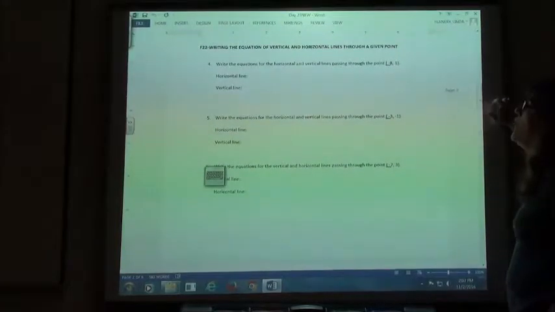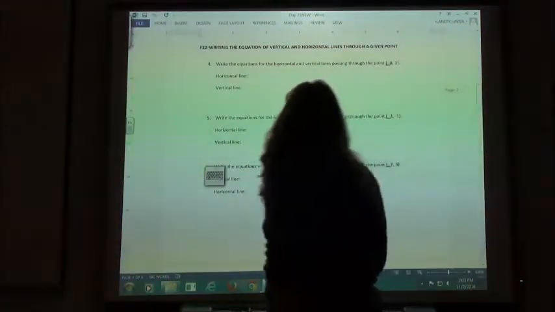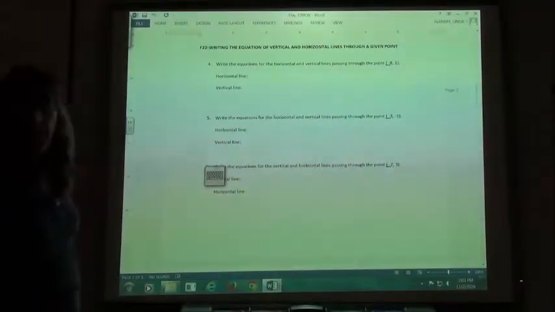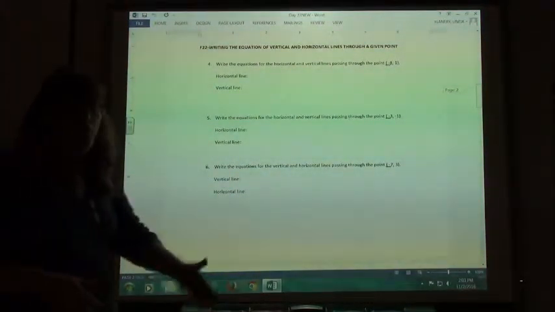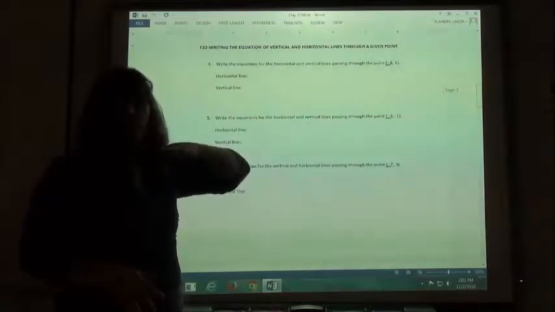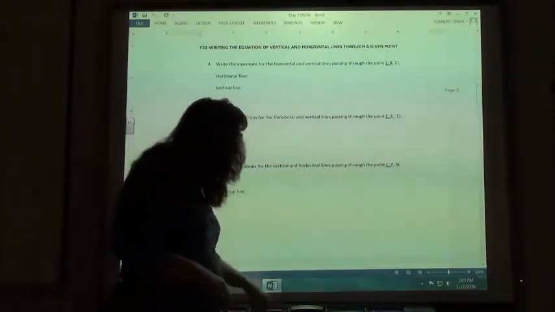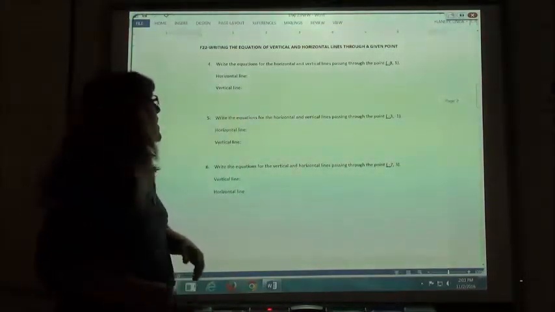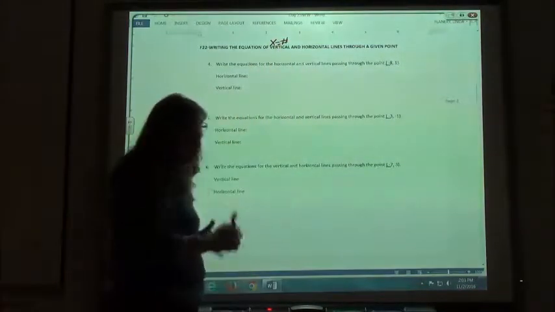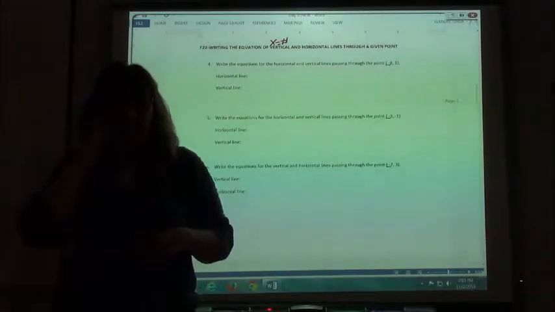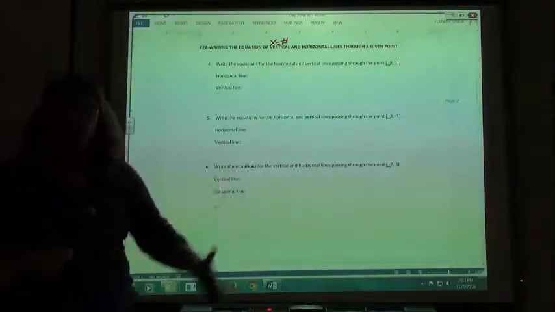Four, 5, and 6, we're writing the equation of the vertical and horizontal lines through a given point. So they want you to remember those special cases where we have lines that go straight up and down or lines that go straight across. If that happens, to get the line that goes straight up and down, I have to have x equals a number. There's no y in my equation. It's just x equals like 3. Would go straight up and down at 3.